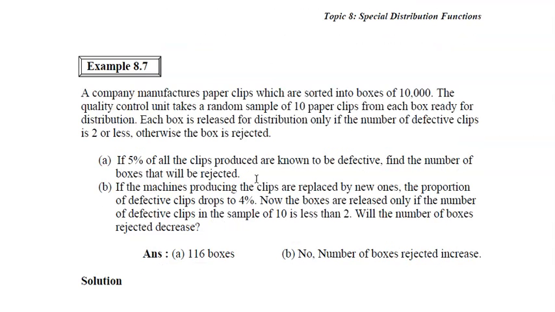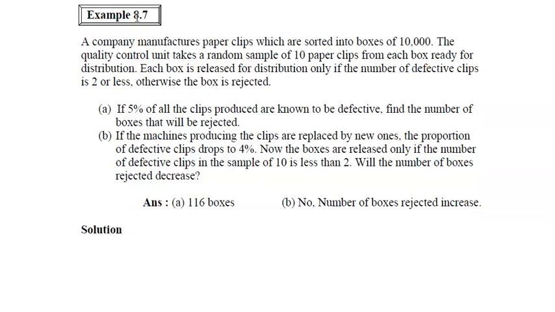Let's proceed to example 8.7. You need to try it first, but I just want to give some hints. For example 8.7a, the number of trials is 10, the probability is 0.05, and a box is rejected when x is more than 2, not rejected when x is less than or equal to 2. So we want the number of boxes that will be rejected, x more than 2. As for B, the number of trials is 10 and the new probability is 0.04. We need to find x more than or equal to 2. Try it first.